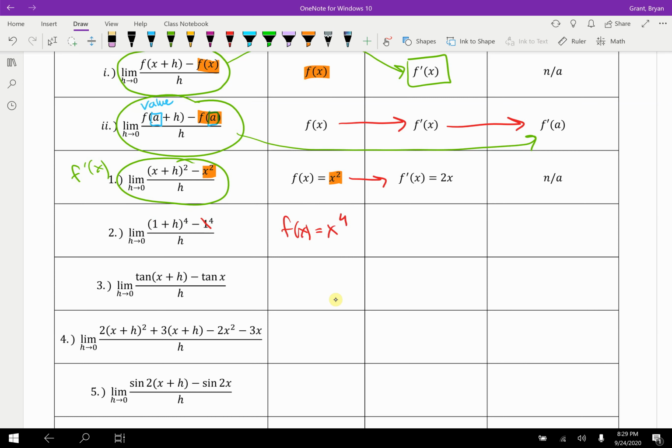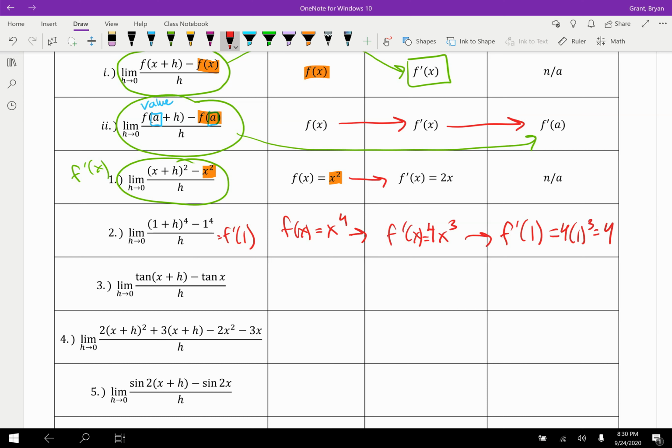Well, what is this limit actually trying to find? This limit is trying to find, at the very end, f prime of 1, because they've replaced x with 1. So if this is trying to find f prime of 1, how do I get there starting at f of x? Well, we take the derivative. That is, of course, 4x cubed. And then to find f prime of 1, we just substitute in 1. 4 times 1 cubed, which is 4. Easy.